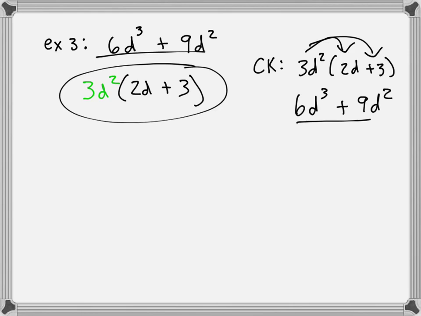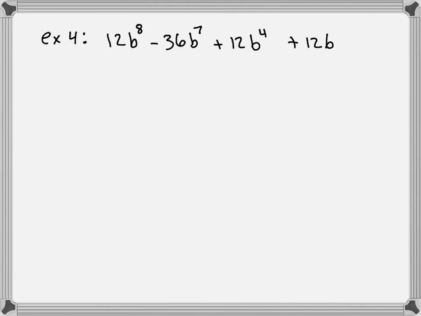Let's look at one last example. The problem looks longer, but the process is still the exact same. What is your GCF of all four terms? In this particular problem, our GCF would be 12b that we would need to factor out. That would leave us with b to the 7th minus 3b to the 6th plus b cubed plus 1. We can check.